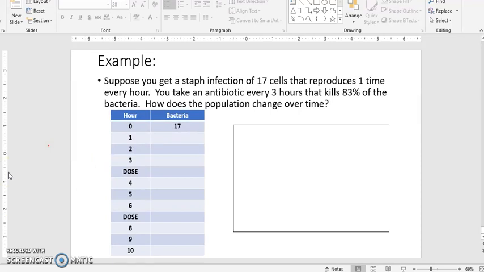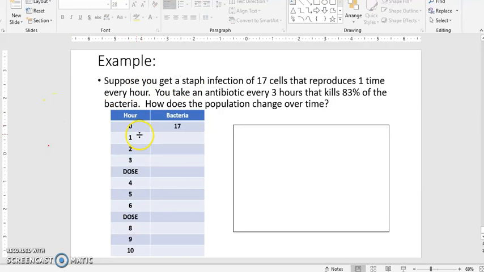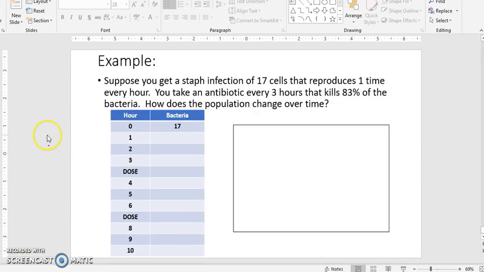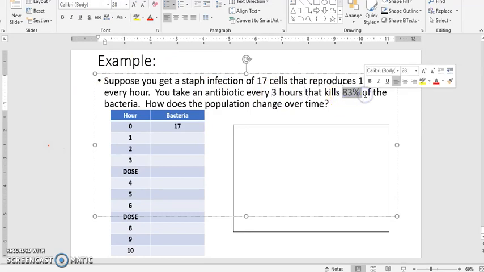So you have to kind of follow the math with me here. So it works the same way at first. Suppose you have a staph infection and there's 17 cells. It reproduces 1 time every hour, so it's going to reproduce a little faster. And as a result, I've also created the table in that way. It goes by 1 hour, whereas over here it was every 3 hours, right? Here it's every hour. You take an antibiotic every 3 hours, and it kills most of the bacteria, 83%. How does the population change over time?